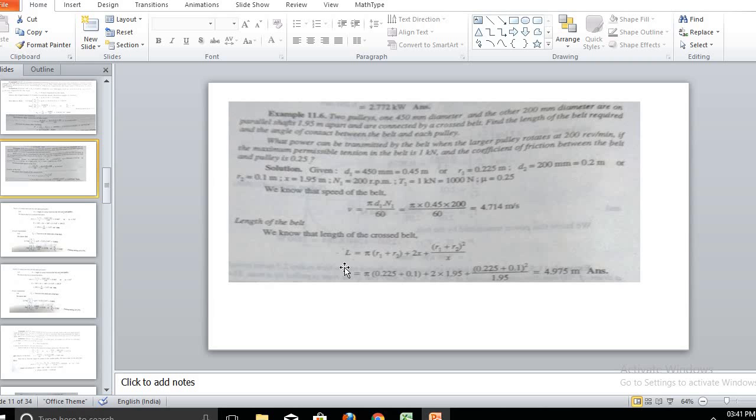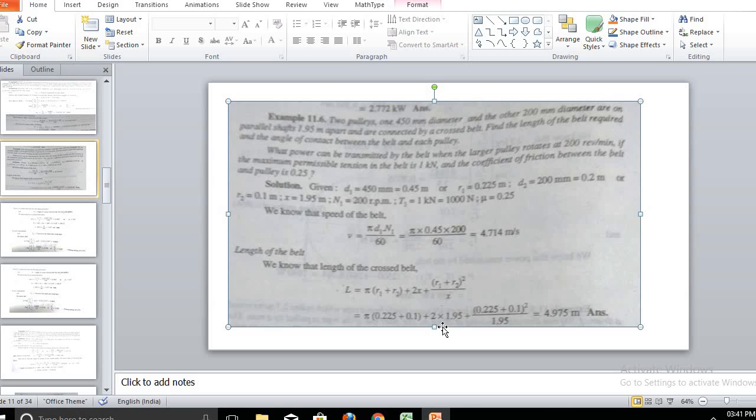Now this is the sixth example. In this example, two pulleys, one of 450 mm diameter and the other of 200 mm diameter, are on parallel shafts, 1.95 meter apart, and are connected by a crossed belt. Find the length of the belt required and the angle of contact between the belt and each pulley. So here they are asking the length of the belt, and the angle of contact of the belt and each pulley.